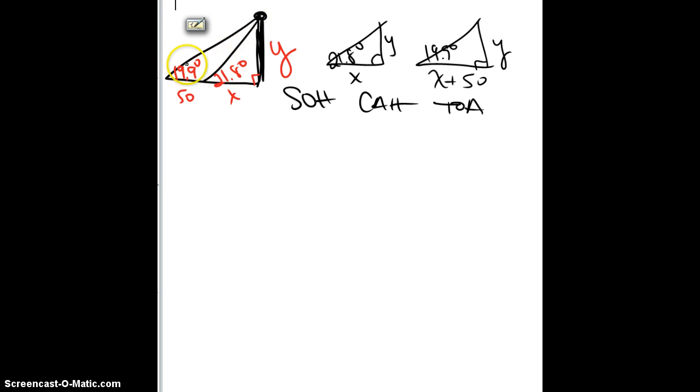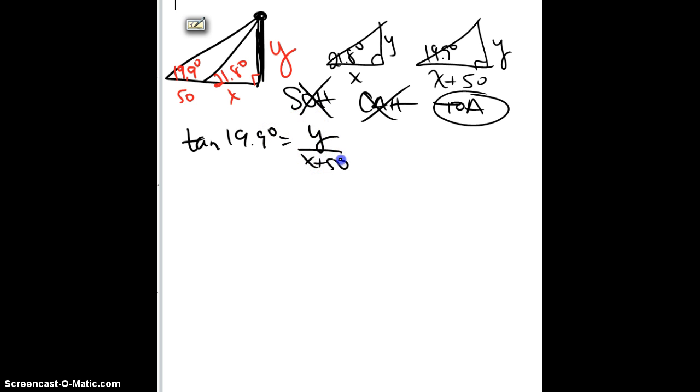Hypotenuse isn't anything we care about or want to know, so those guys aren't useful at all. We don't want to know it, and we don't even have enough information to get that. So we're stuck with tangent. So then we can set up our two problems. Tangent for this one, 19.9 degrees, opposite over adjacent, and for this one, tangent of 21.8 equals opposite over adjacent.